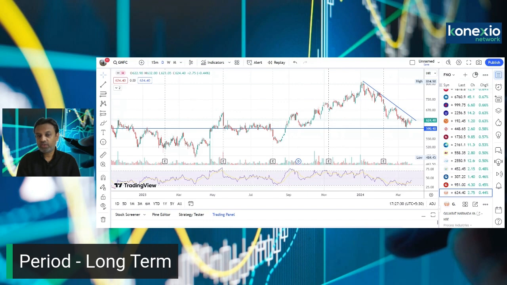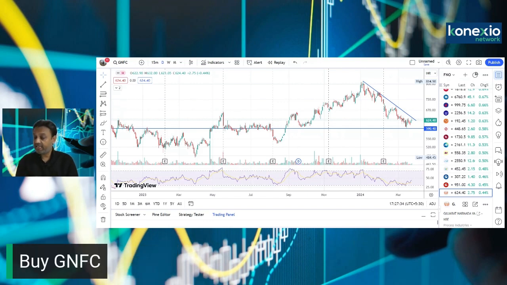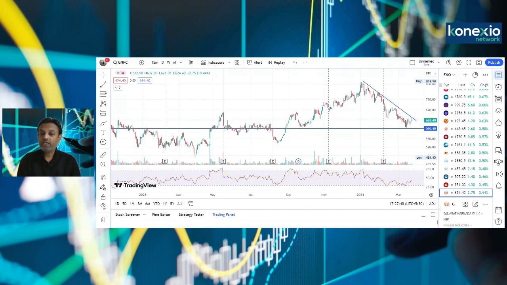Definitely the stock has potential because currently the stock is on the verge of a breakout. It might take some time to give a breakout. It might consolidate, but this consolidation can be used to invest for the long-term horizon. So definitely the stock is looking good. The setup is quite positive. You can clearly see it is on the verge of a breakout of a falling trend line.